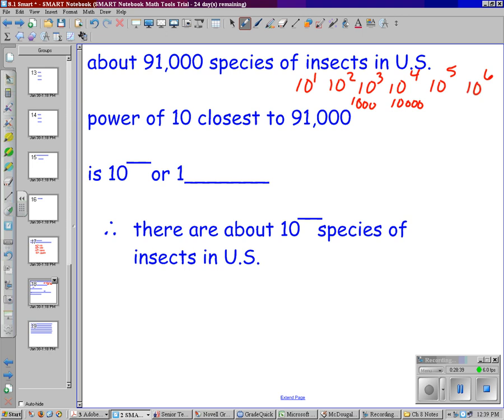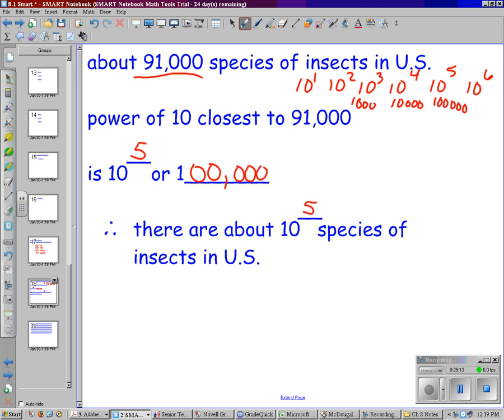No, 10 to the fifth. Oh, what's 10 to the fifth? 100,000. So you think 91,000 is closer to 100,000 than 10,000? Yes. I agree with you on that one. 10 to the fifth, or the number 100,000. So when we say, what is the order of magnitude for this number, 91,000, we say it's 10 to the fifth power. There are about 10 to the fifth power species of insects in the United States.